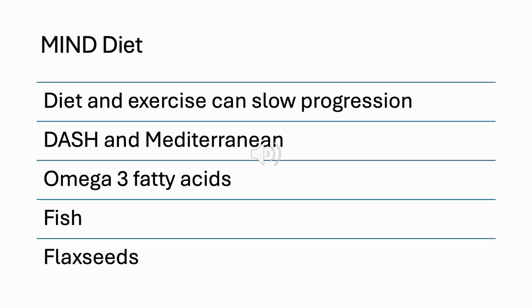Diet and exercise can slow the progression of dementia. The MIND diet is a type of diet which combines the DASH diet, which is the Dietary Approaches to Stop Hypertension, and the Mediterranean diet. So it involves low salt, omega-3 fatty acids in the diet, lots of fish, flax seeds. These types of foods can help slow the progression of dementia.